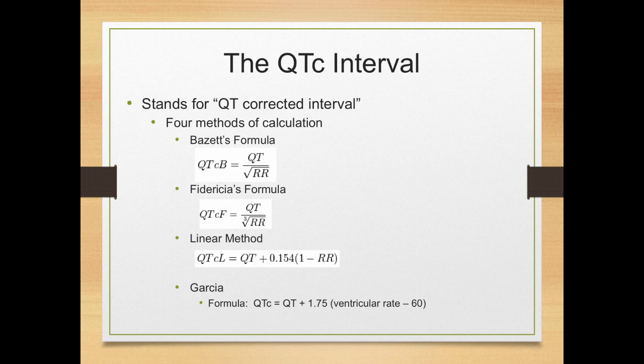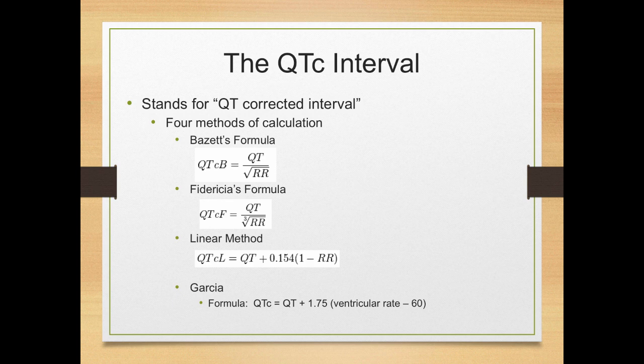There are a whole bunch of formulas up here for you. There are 4 of them, a lot of algebra, but they're all correcting for heart rate. That R to R is heart rate. Because at a higher heart rate, our QT interval is naturally shortened, and at a slower heart rate, our QT interval naturally lengthens.